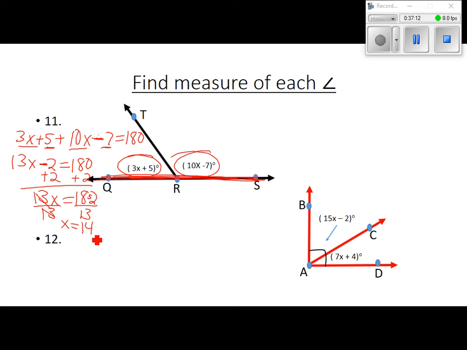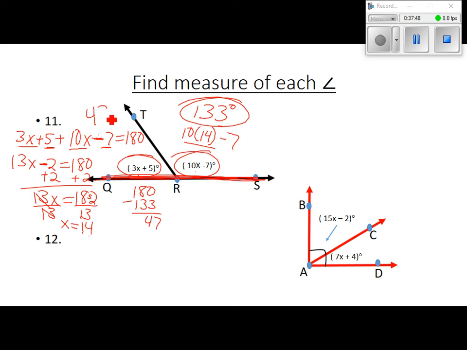We want to find each one of these angles. Instead of naming it like angle QRT and putting down the measure, I'm just going to put the numbers down here. We take 14 and I'm going to plug it right into here. 10 times 14 minus 7. 10 times 14 is 140. 140 minus 7 is 133 degrees. So that's one of our angles. To find the other one, instead of plugging in 14, because off the top of my head I can't think what 3 times 14 is, I'm just going to take that 133 and subtract it from 180. And I get 47. So this angle over here has to be 47 degrees. So those are your two answers there.